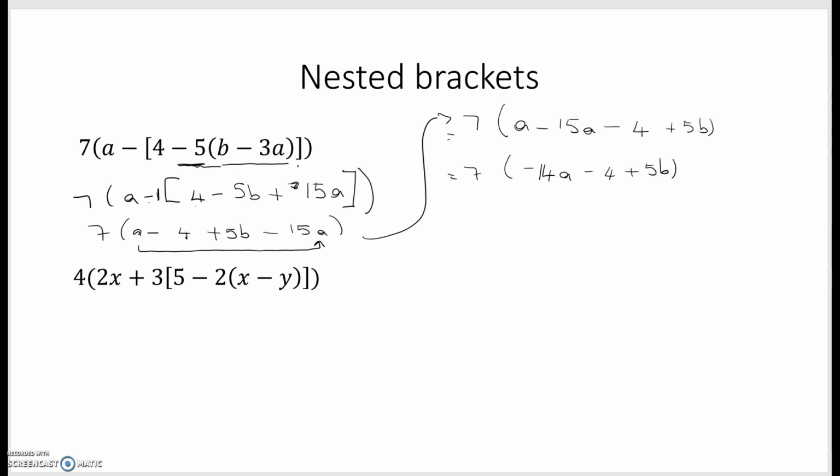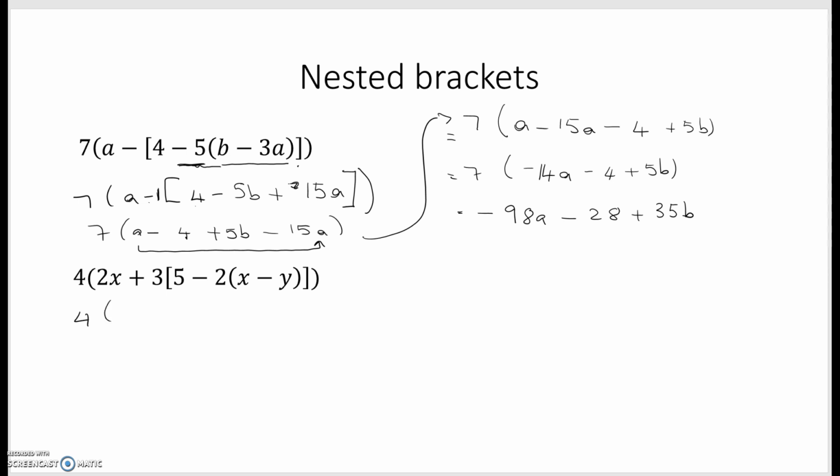And now we can deal with the 7. 7 times negative 14 is negative 98a. 7 times negative 4 is negative 28. And 7 times 5 is plus 35b.